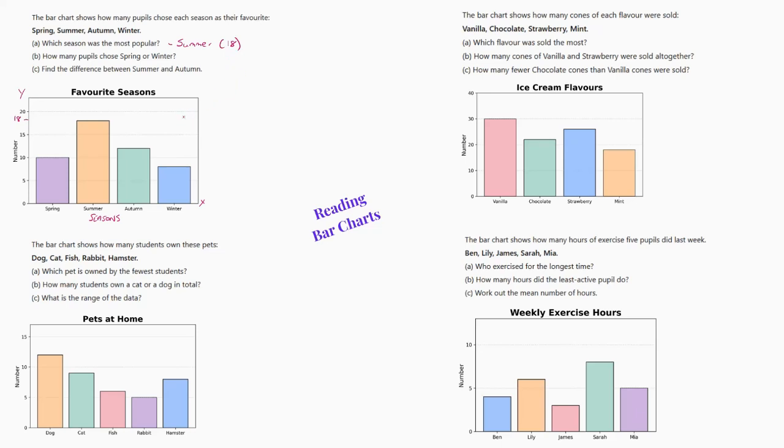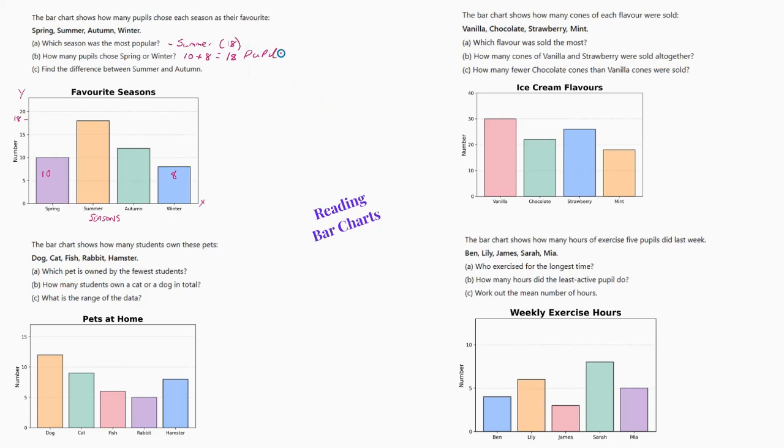How many pupils choose spring or winter? So what you need to do is find how many are in spring, which is 10. How many are in winter, which is 8. And you simply add them together. So we have 10 plus 8 equals 18 pupils. And that's another 18.